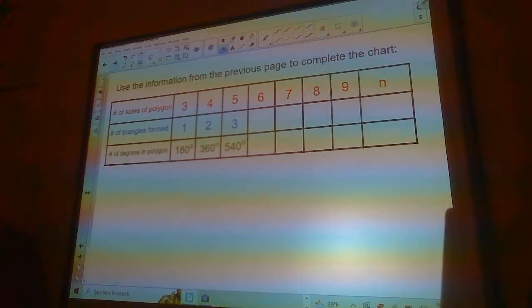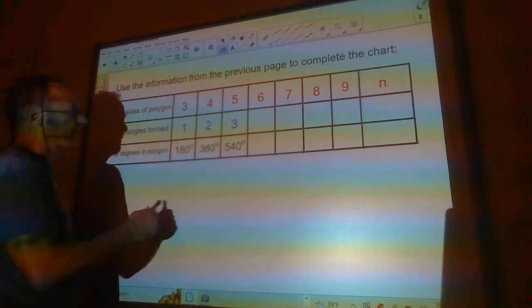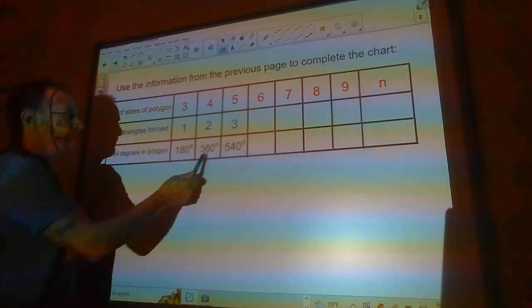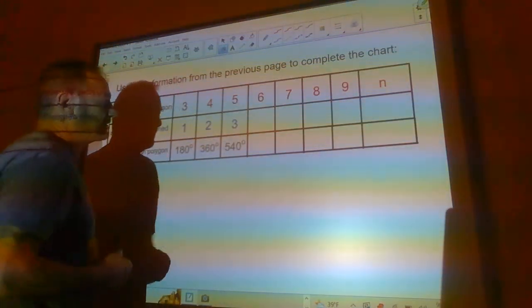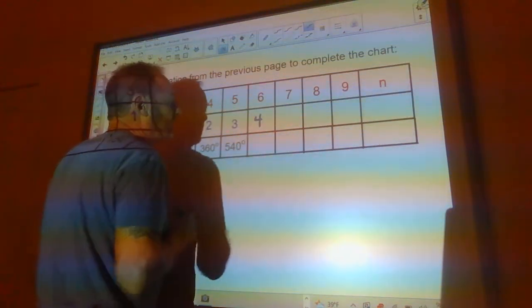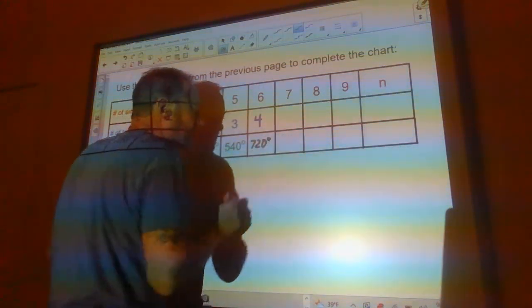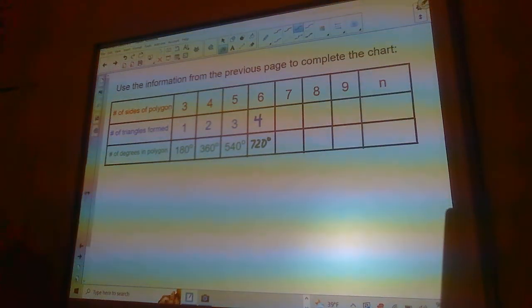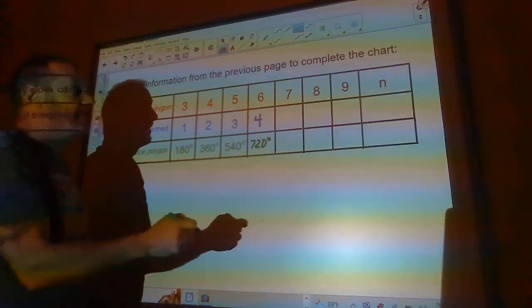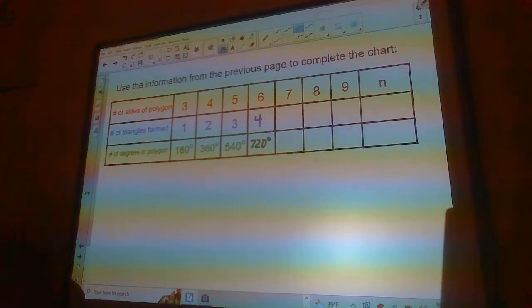Now, let's use this information here. We had 3 sides, triangle. We made 1 triangle that was 180 degrees. We had 4 sides. We made 2 triangles for 360 degrees. 5 sides made 3 triangles for 540 degrees. Then this became 4 triangles, and that was 720 degrees. All right, go ahead and pause this video and fill out the rest of this chart and see if you can find the pattern for n sides. And then jump back on and see how you did.